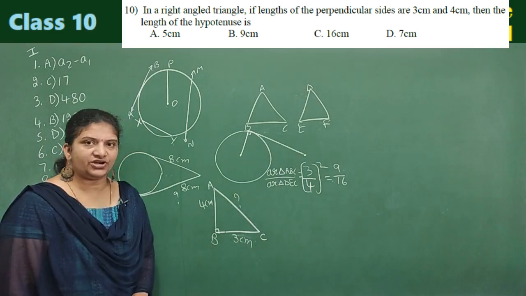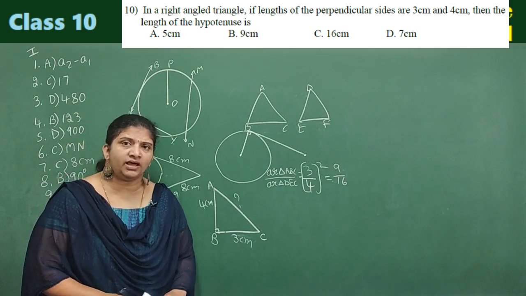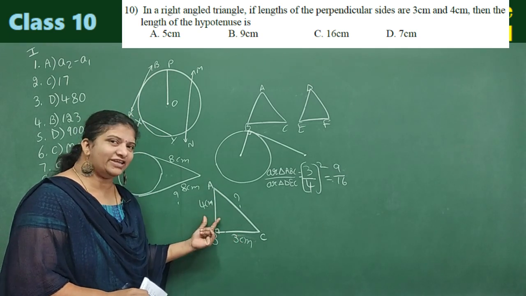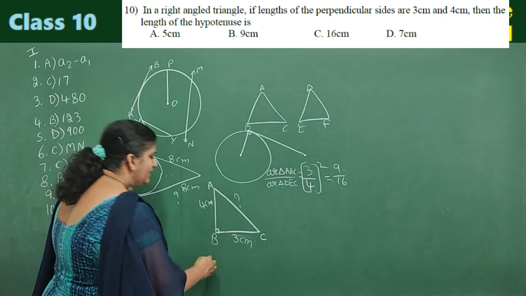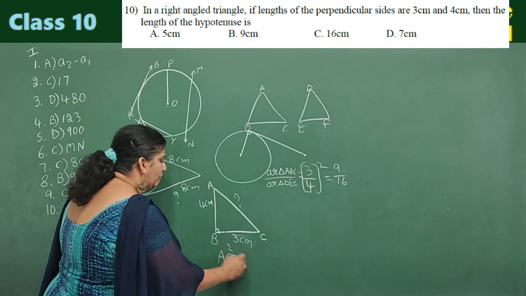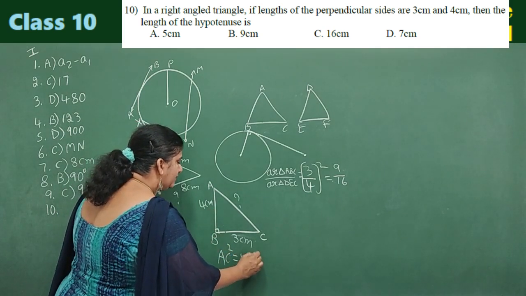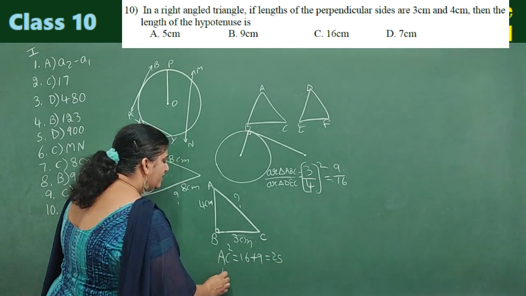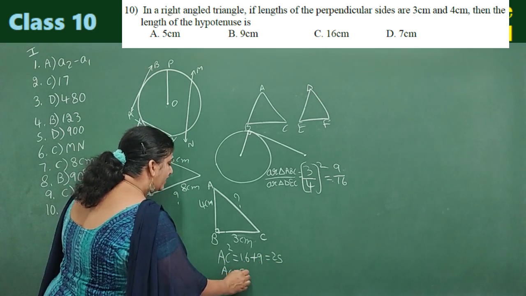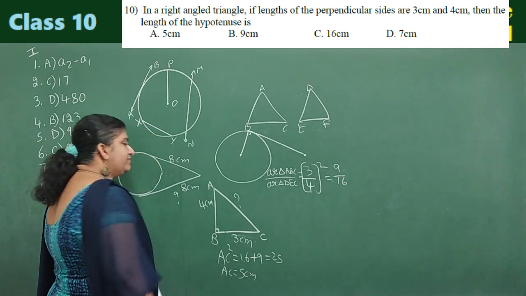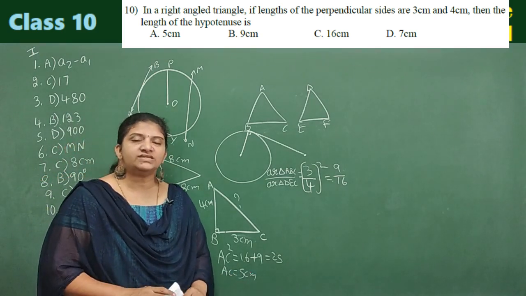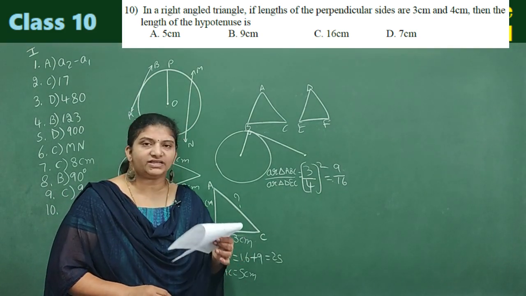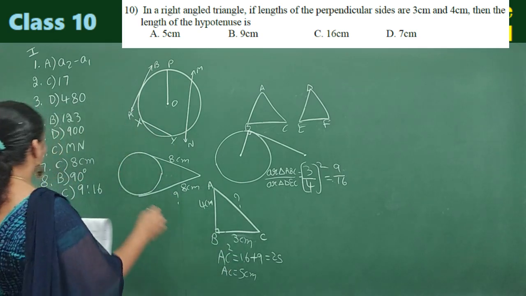This is the hypotenuse, right? Apply Pythagoras formula. Hypotenuse square is equal to the sum of the squares of the other two sides. That is, AC square is equal to 4 square 16, 3 square 9, 16 plus 9 is 25. AC is equal to square root of 25, that is 5 centimeters. What is the hypotenuse? 5 centimeters. Check for the answer. It is option A, 5 centimeters.